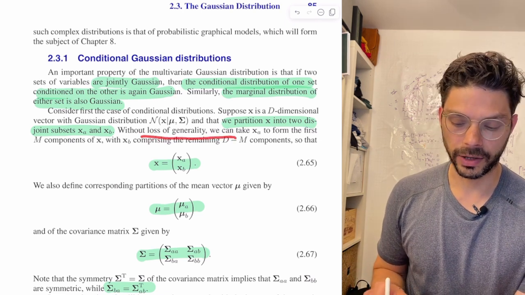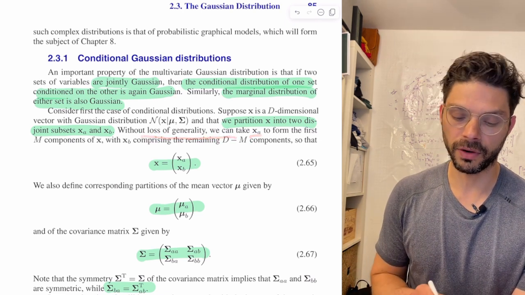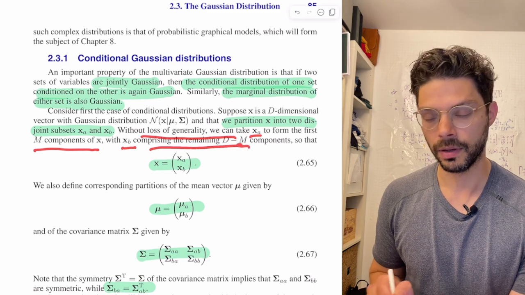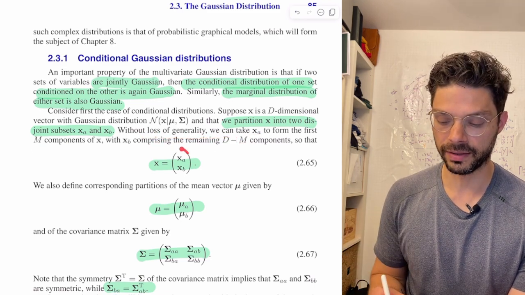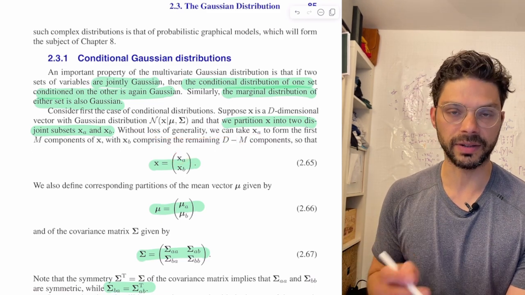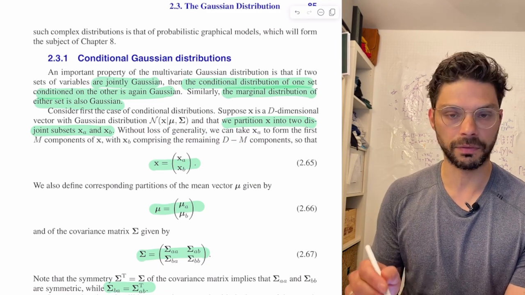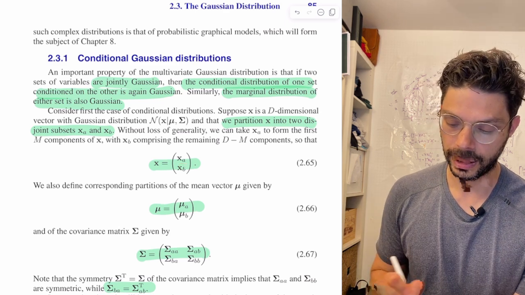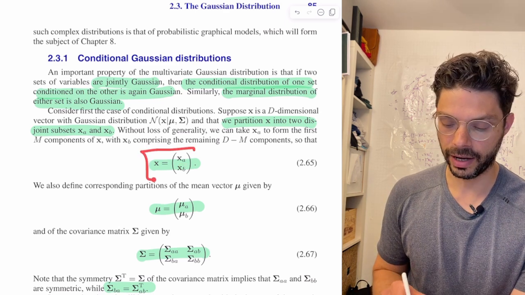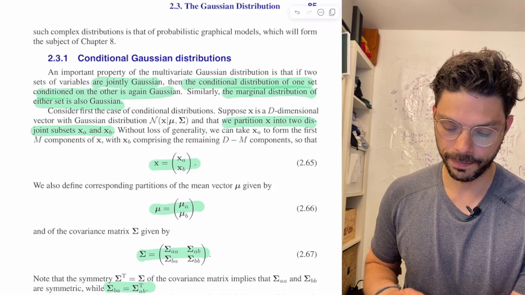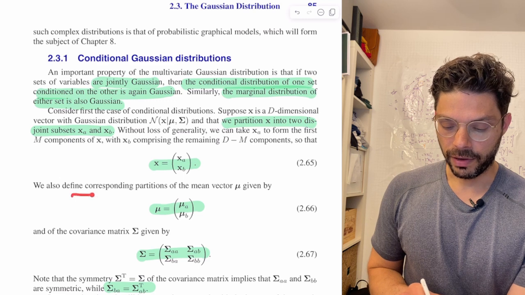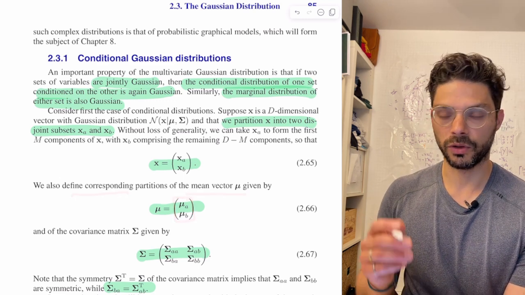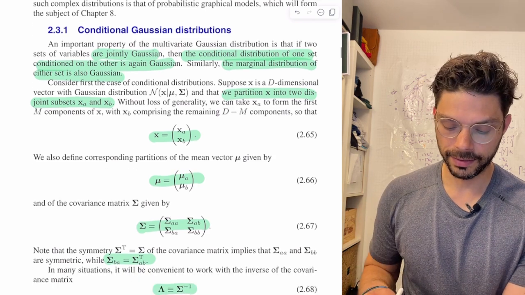Without loss of generality, we can take x_a to form the first m components of x, with x_b comprising the remaining d minus m. That just means relabel things so that x_a, the bit you're interested in, is the first m, and the rest is the remaining indices. Now our x variable is partitioned this way. We can also define corresponding partitions of the mean vector, given by mu_a and mu_b, using the same indexing.